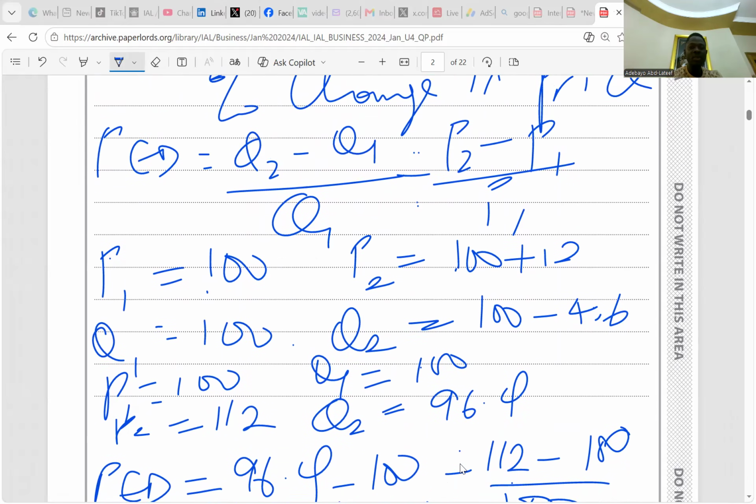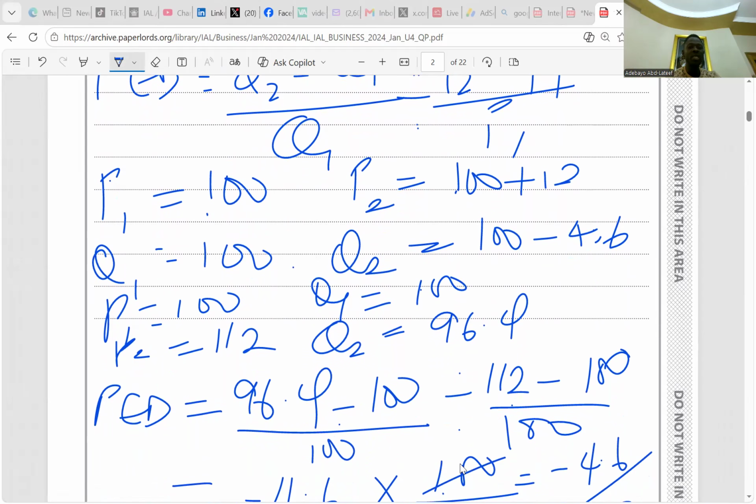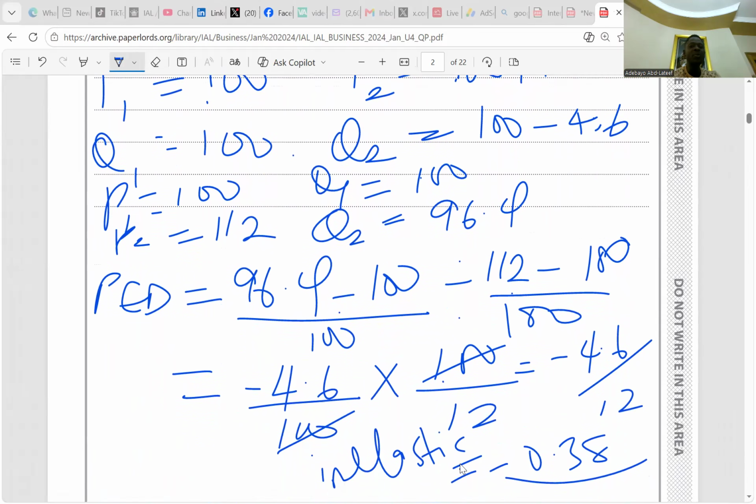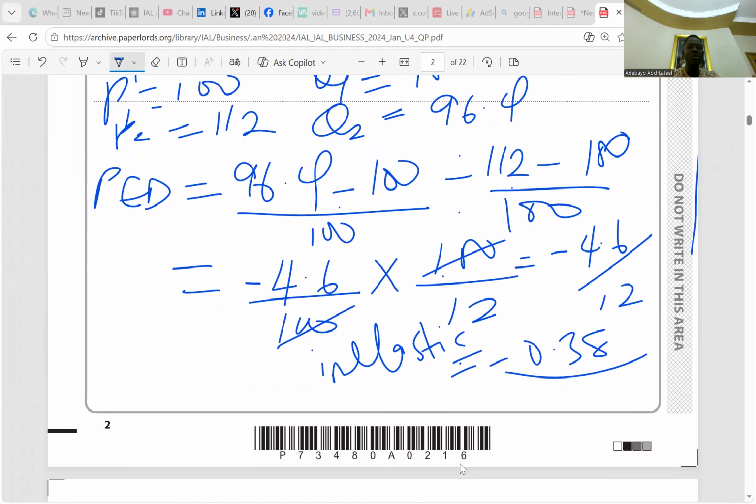And the formula is Q2 minus Q1 over Q1, divided by P2 minus P1 over P1. So P1 is 100, Q1 is 100, P2 is 112, Q2 is 96.4. So Q2 minus Q1 is minus 4.6 over 100. 112 minus 100 is 12 over 100. But here, you have to reciprocate because there's division. So that's minus 4.6 over 100 times 100 over 12. The 100 cancels the 100. We have minus 4.6 over 12. And that gives us negative 0.38.